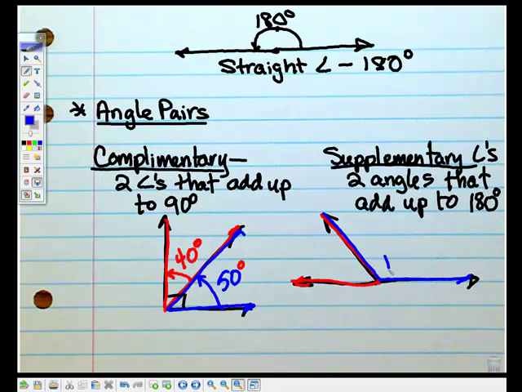If the blue angle we told you was 130 degrees, the red angle would have to be what? So that total it would add up to 180. That would put another 50 degree angle over here on this side. Now 50 and 130 add up to 180.